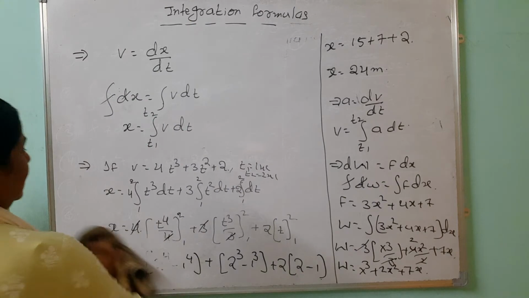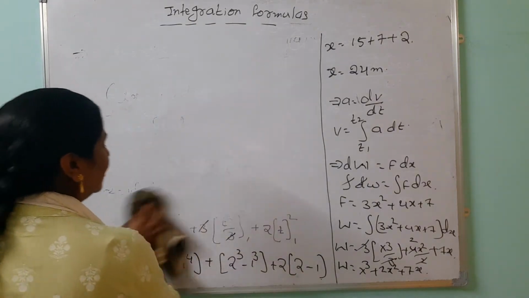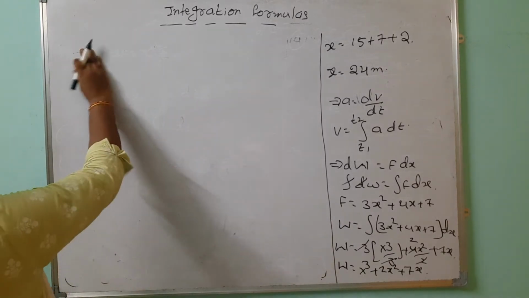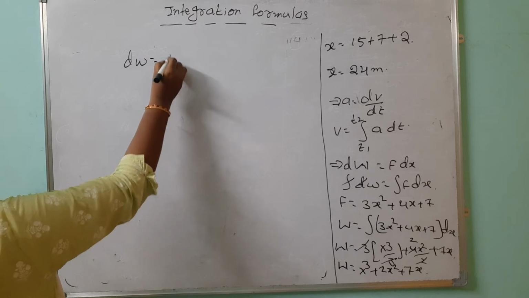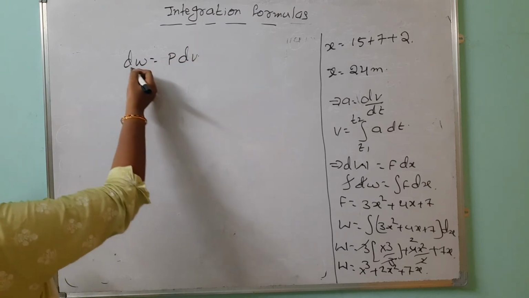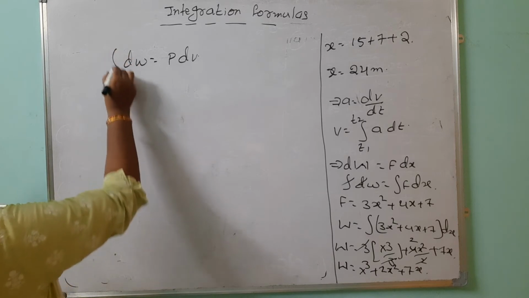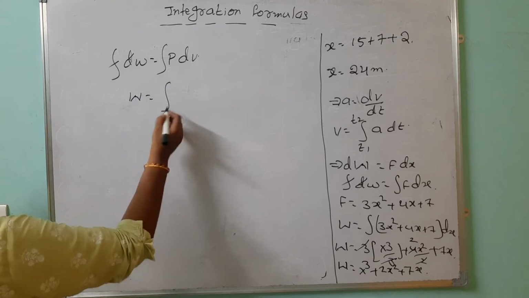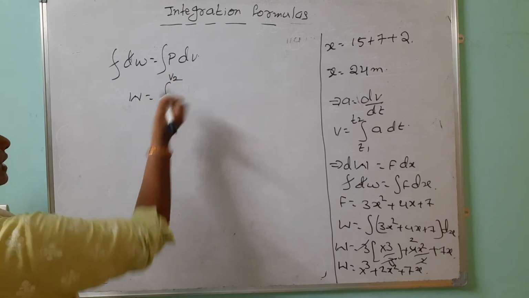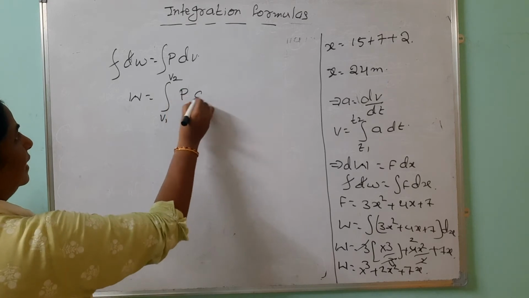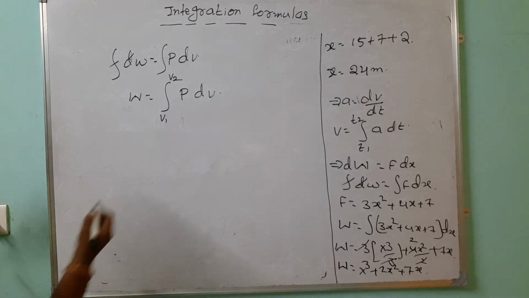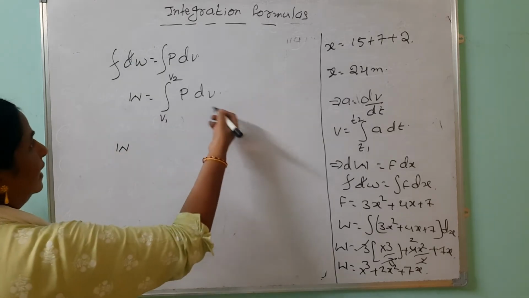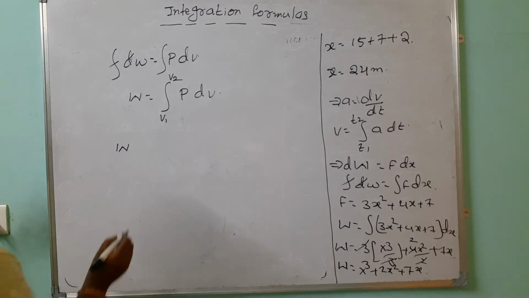Like that, we use it in many cases in thermodynamics also. What is the work done formula in thermodynamics? dW equals pressure into change in volume. So for finding the work done of the entire system, we can take the integration on both sides. Integration and differentiation cancel, and work done equals integral from the starting volume V1 to the ending volume V2 of P into dV. If you know P as a function of volume, simply we can do this.